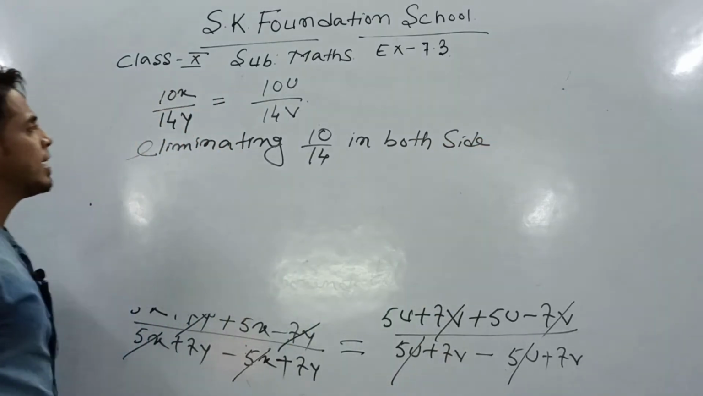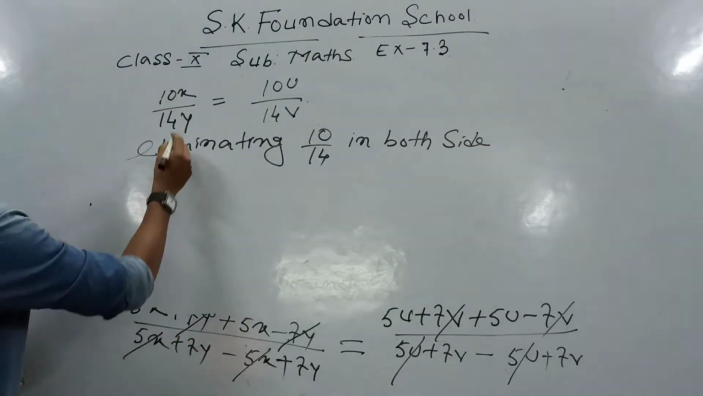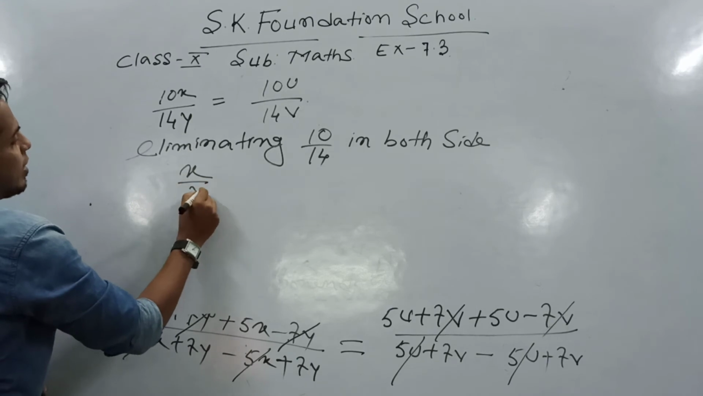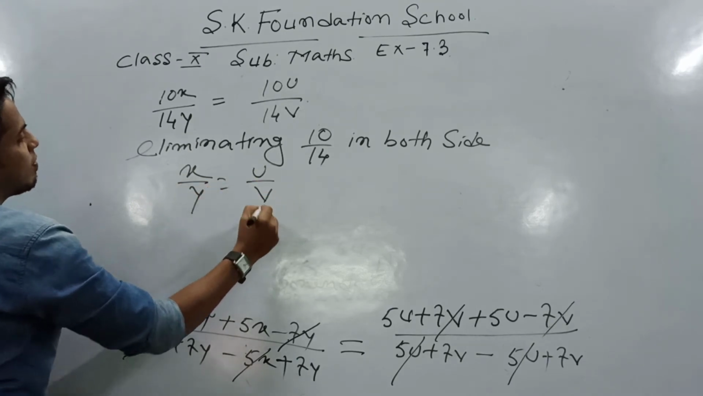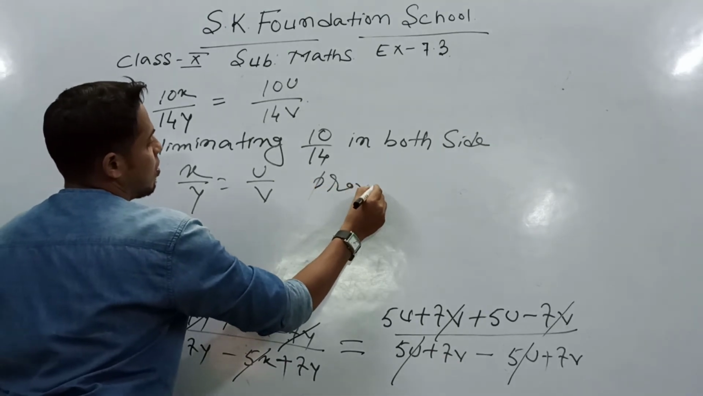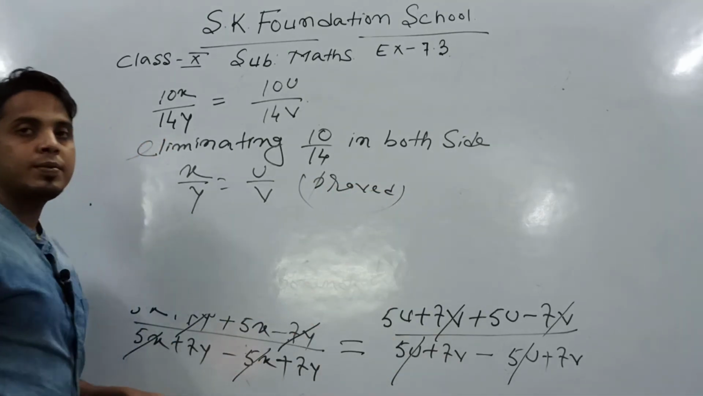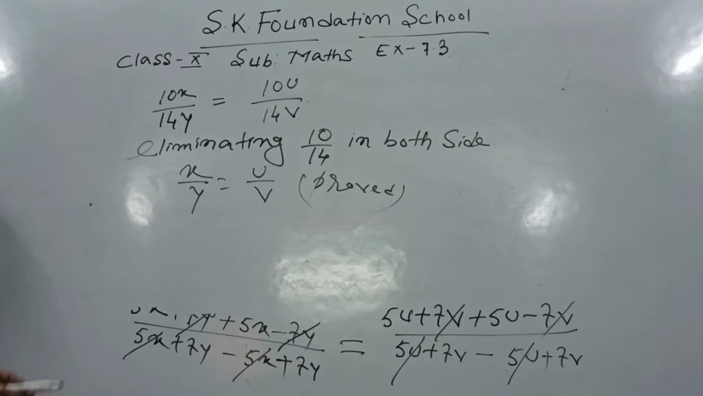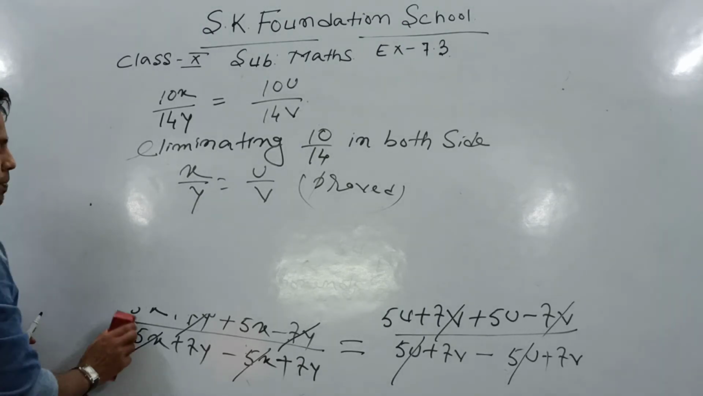If we eliminate 10 by 14 in both sides, then it will convert into this form, x by y equals u by v. Okay, proof. Clear? In this way, we are going to solve this kind of question. Awesome. Okay.